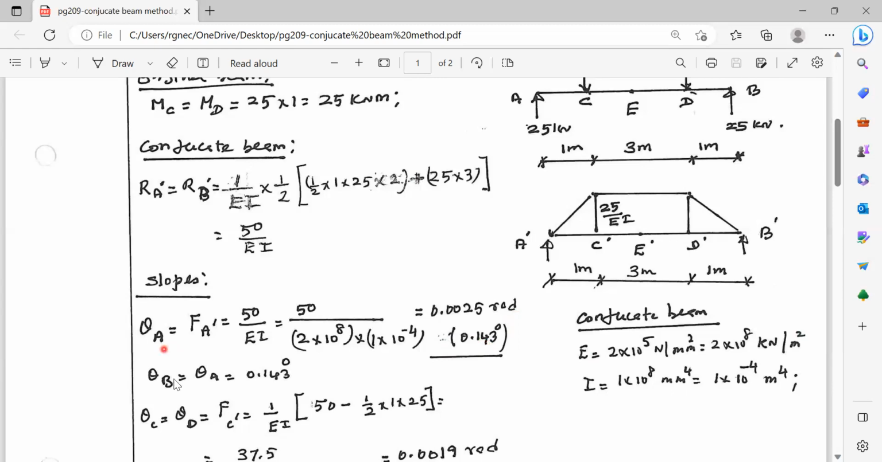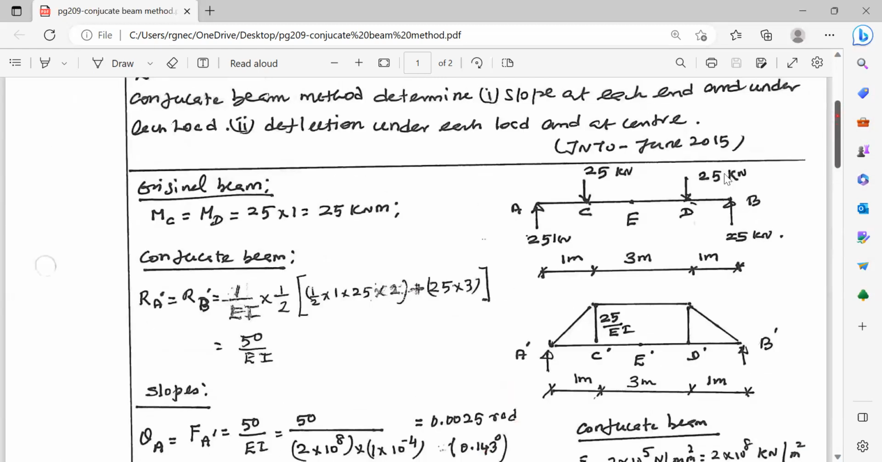This is theta A. And what about the other slope, theta B? That is equal to theta A by virtue of the symmetry. Then it is over. Now we will come to theta C, because they are asking us to calculate the slope at each load. Slope has to be calculated at C as well as D. Slope at C is equal to the shear force at C dash. That is the formula. Slope in the given beam is equal to shear force in the conjugate beam.